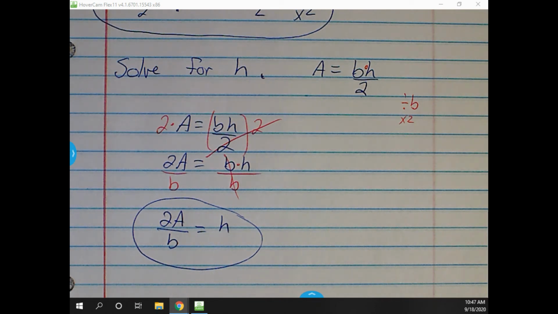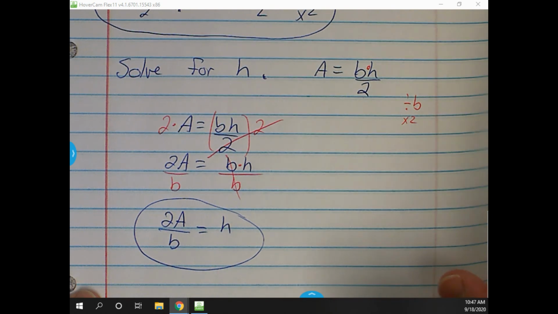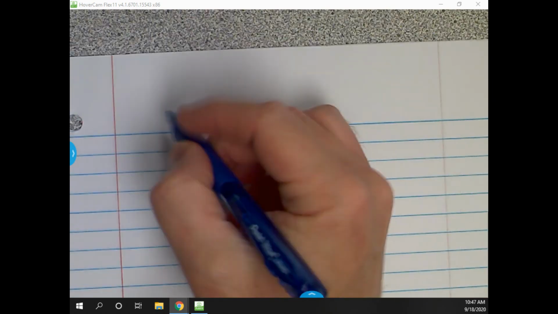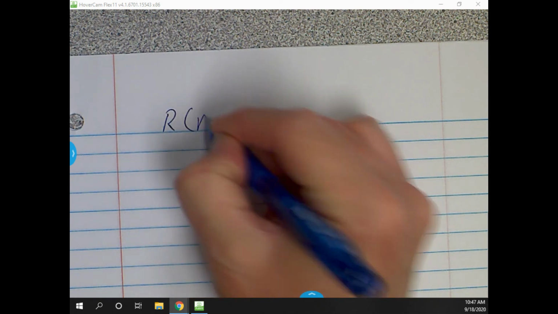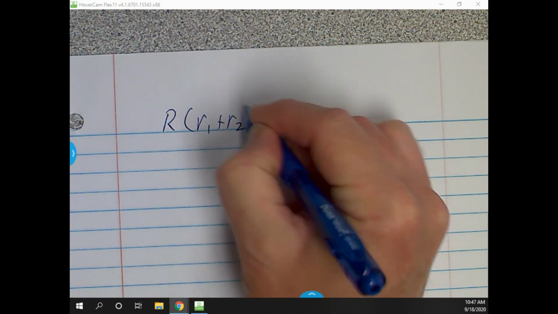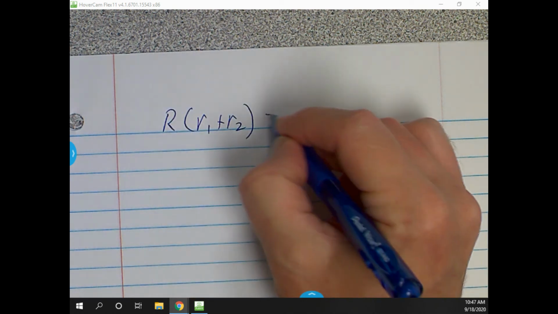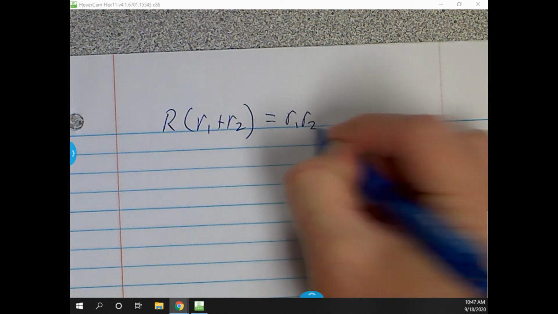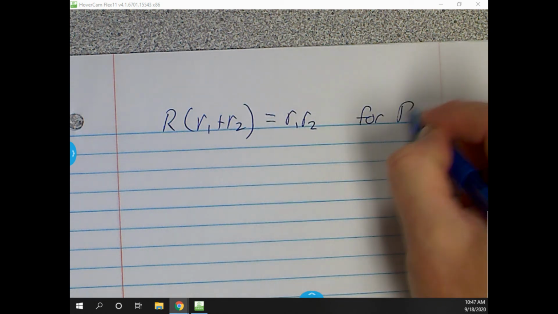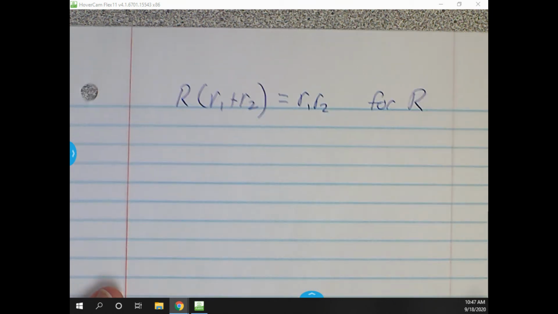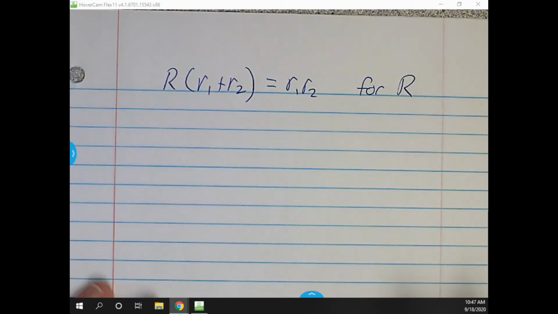All right, let me give you a couple more of those just to make sure we've got it. This is one that looks kind of bad, but when you actually do it, it's not nearly as bad as you think it is. So let's do capital R times R1 plus R2. That's going to equal R1 times R2. And we're going to solve it for R.